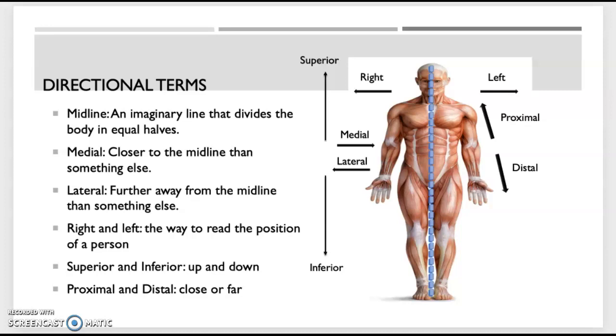And we do have the superior and inferior. Superior is anything that is towards the head, such as the head being superior to the abdomen. And then inferior is anything below that goes towards the feet. So the navel is inferior to the chin. And there are also proximal and distal directions, which would be the elbow being proximal to the wrist and the knee being distal to, let's say, the thigh.